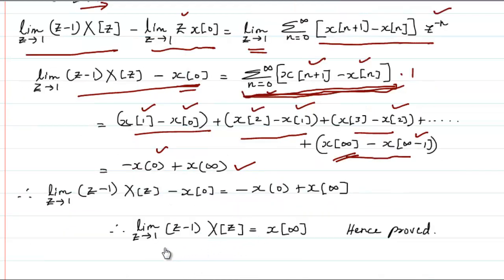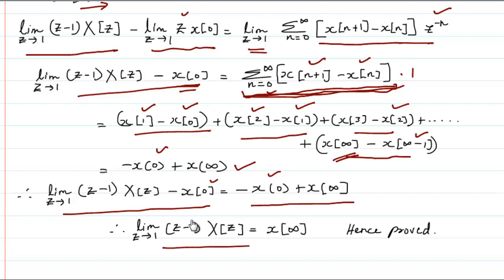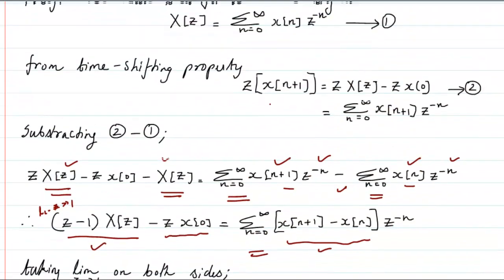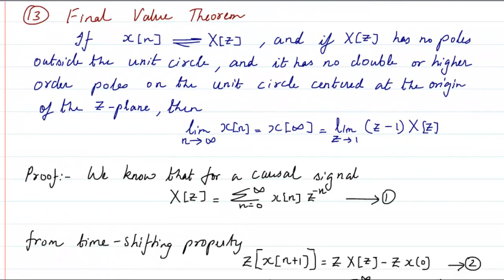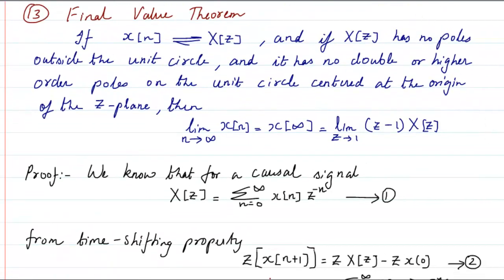Now if I write it all together, I will get in the left hand side this equation and in the right hand side this equation, where these two will cancel out, and I will basically get this equation which says that if you want to find x of infinity, all you have to do is multiply x of z with the function z minus 1, and apply the limit z tending towards 1. With this we have completed all the properties of z transform, all the way from linearity property to the 13th property, which is the final value theorem.